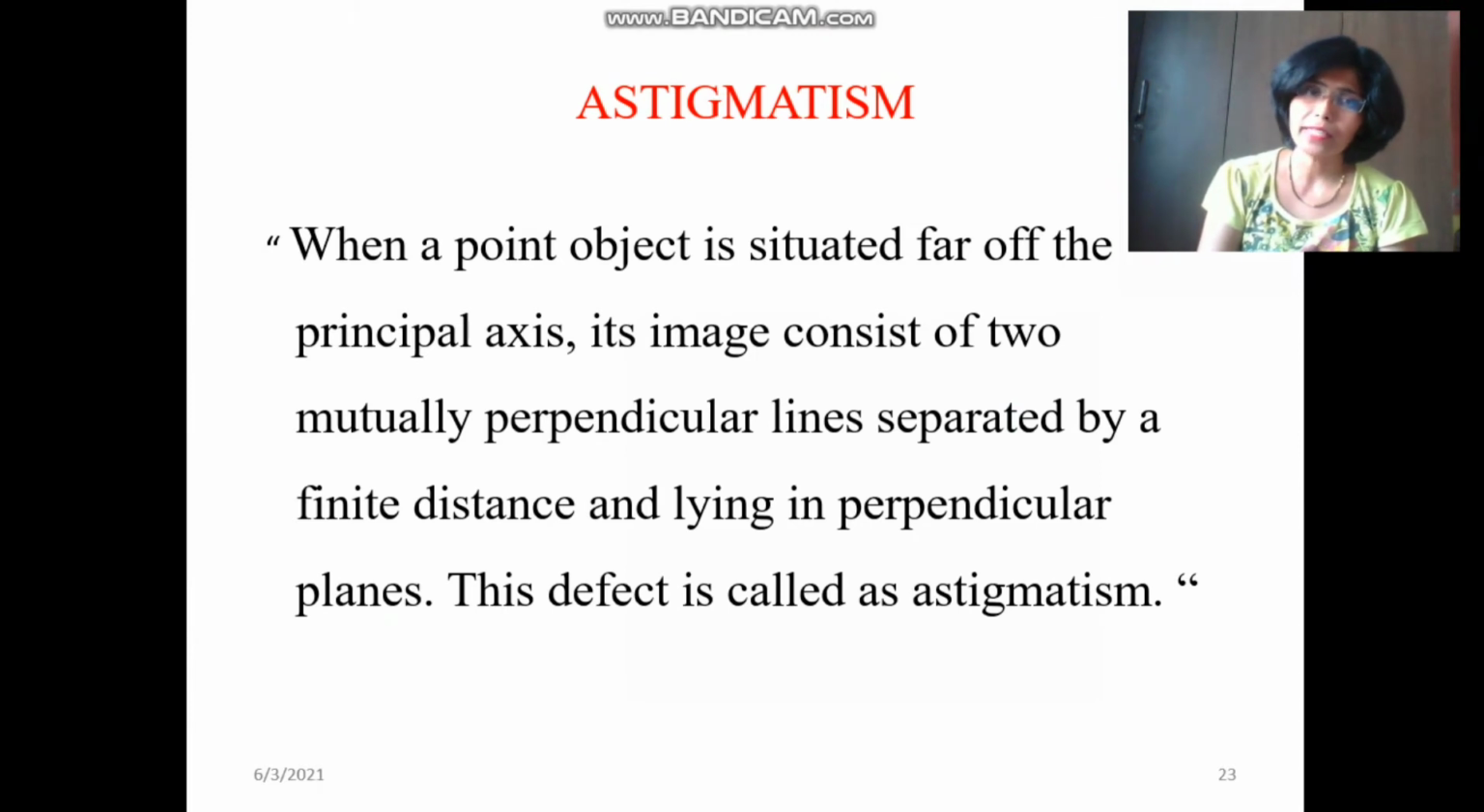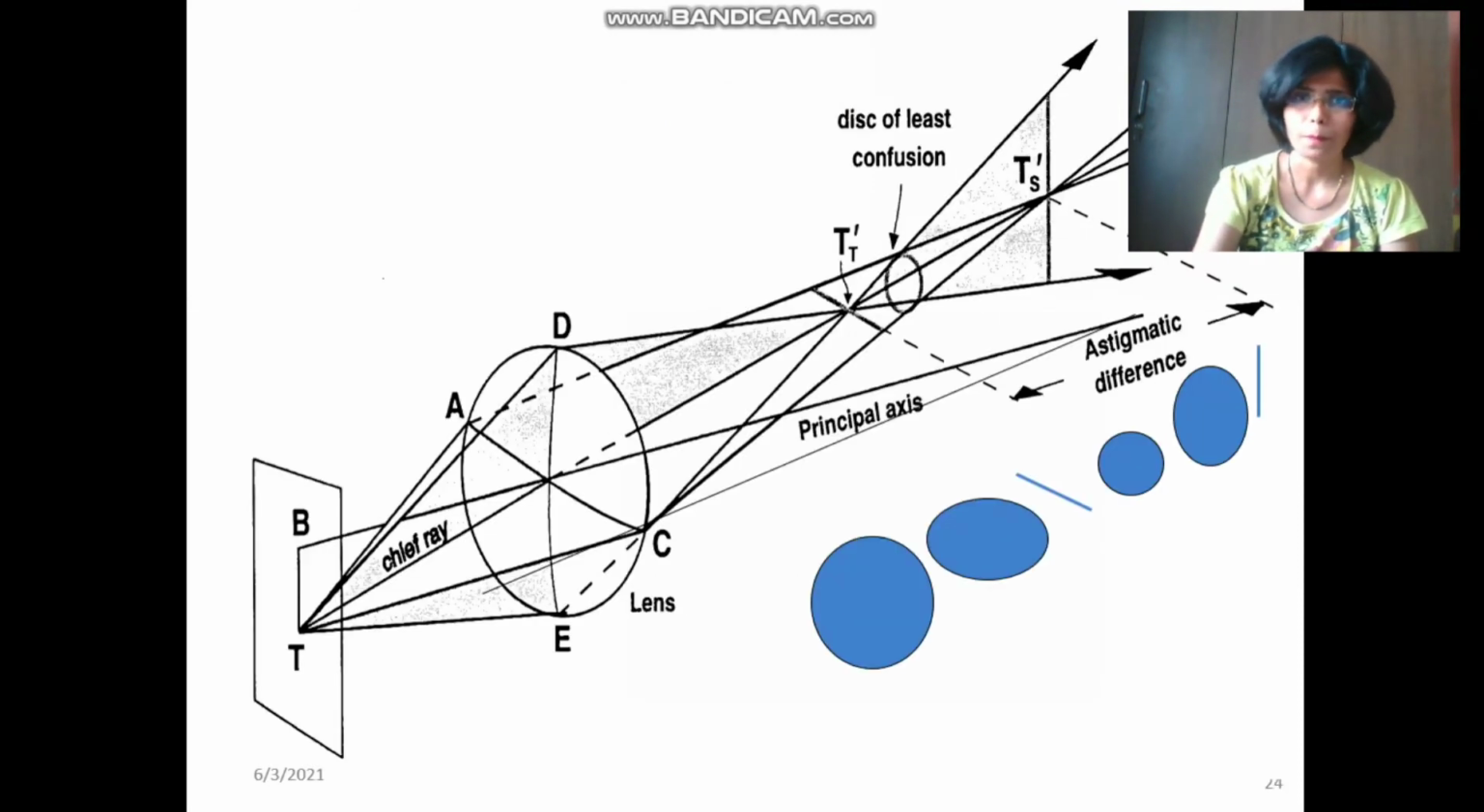Then the next type of aberration is astigmatism. When the point object is situated far off the principal axis, its image consists of two mutually perpendicular lines separated by a finite distance and lying in perpendicular planes. This type of defect of the image is called astigmatism. Now, this figure shows the presence of astigmatism.